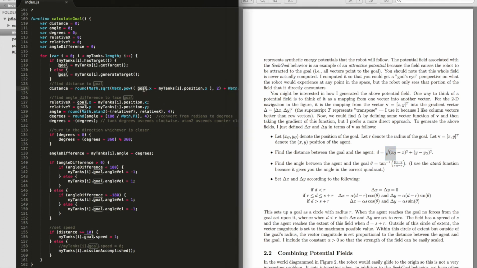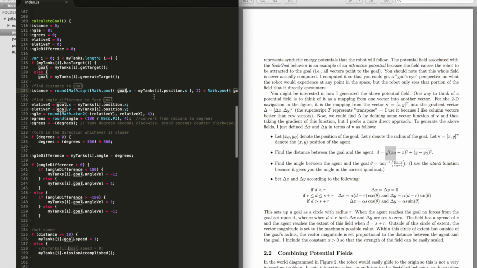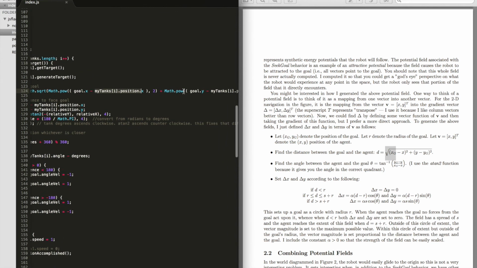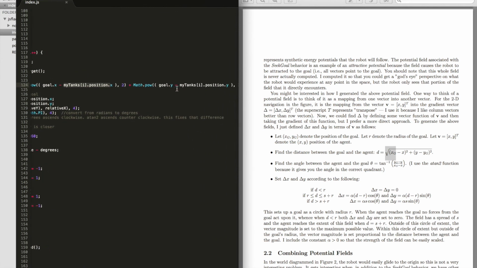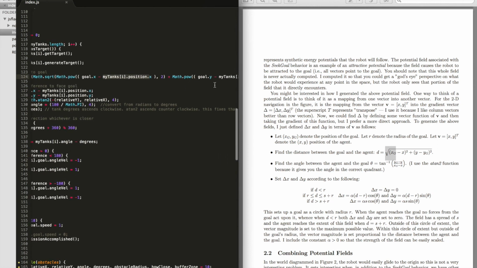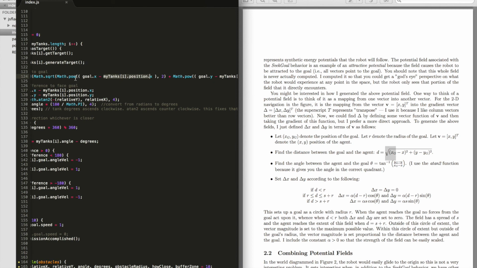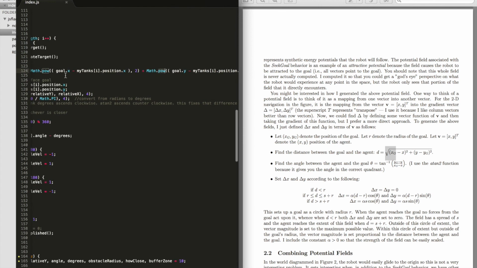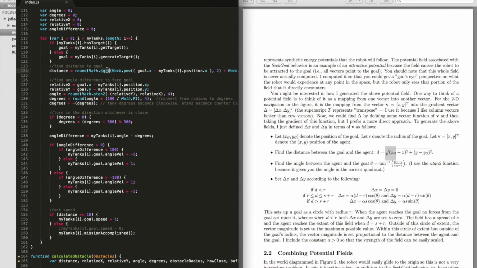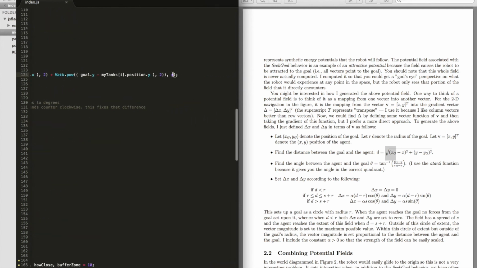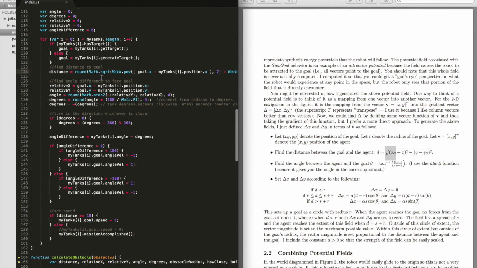So we subtract goal.x from my tank's position.x, and the same with the y, goal.y minus tank's position.y. Each of those we raise to the power of 2, and we add them together, and then we square root the whole thing. Because sometimes doing decimal math in JavaScript can be a little finicky, I created this round function, which rounds it to 4 decimal places. You can see that later on in the code.